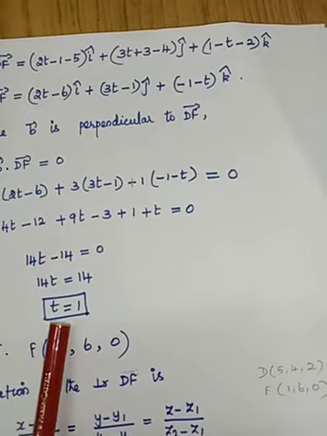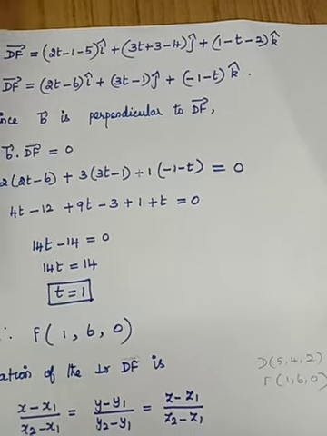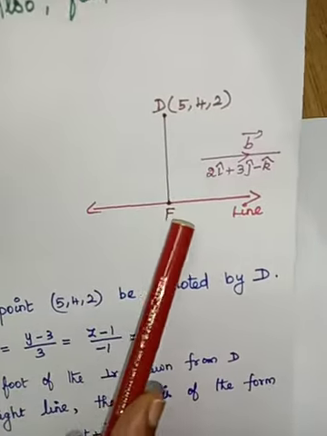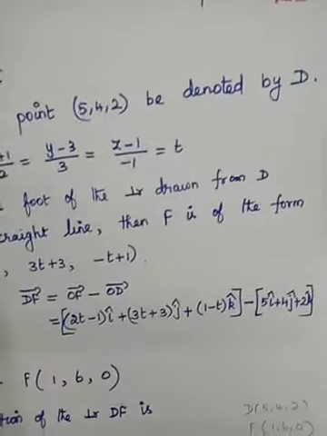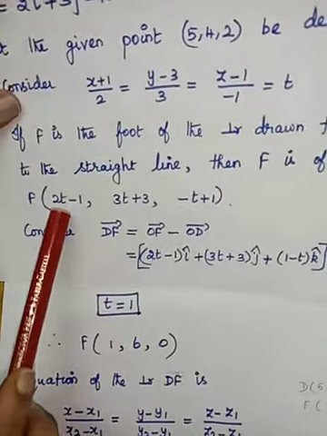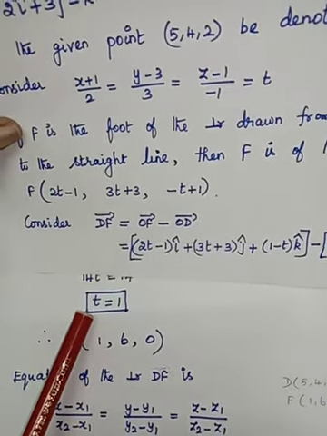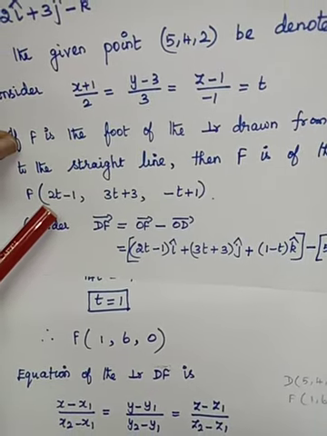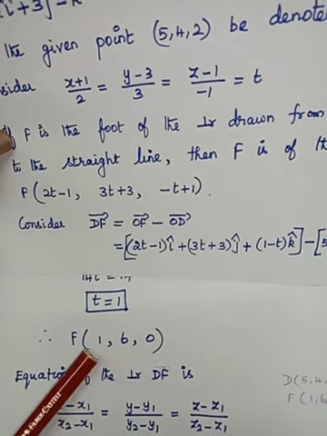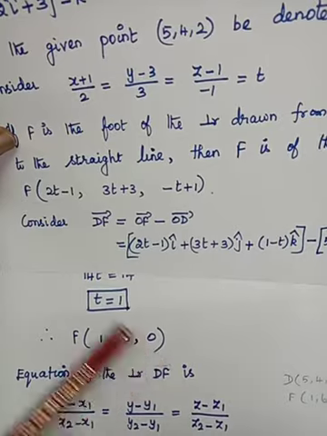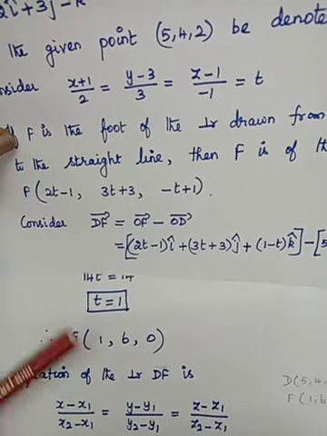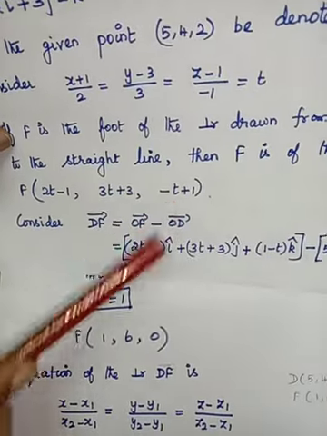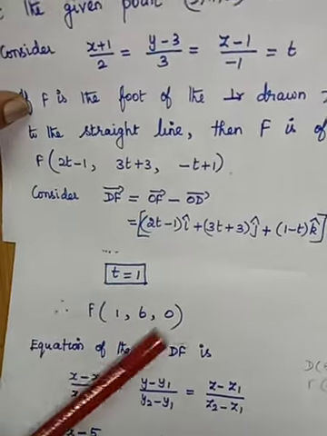What is in the question? First, the foot of the perpendicular we have to find. Which is the foot of the perpendicular? That is F, which is in the form of F in terms of t. Here we have found t is equal to 1. When you substitute t is equal to 1, you get the F value as (1, 6, 0): 2 minus 1 is 1, 3 plus 3 is 6, minus 1 plus 1 is 0. So we have found F.